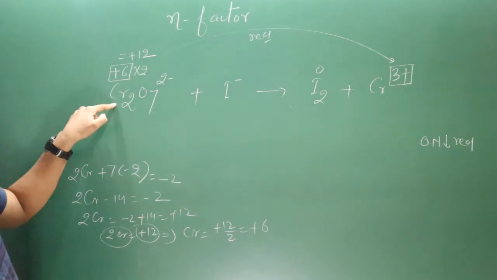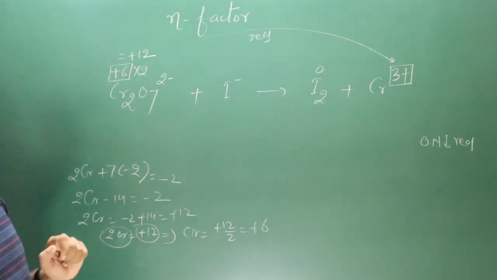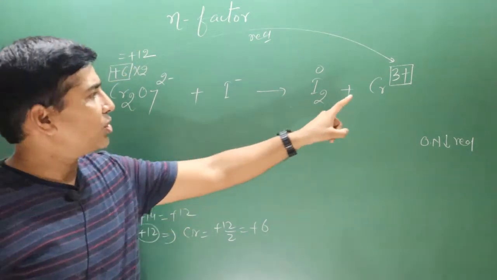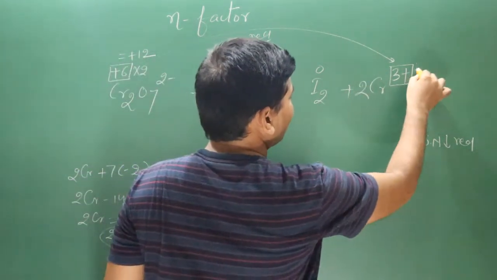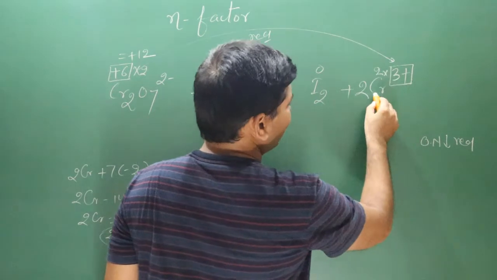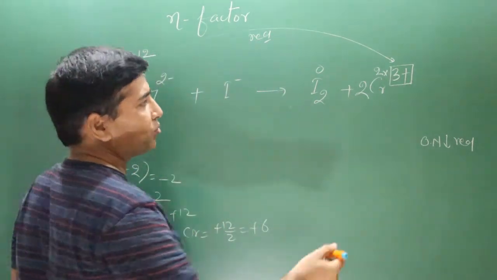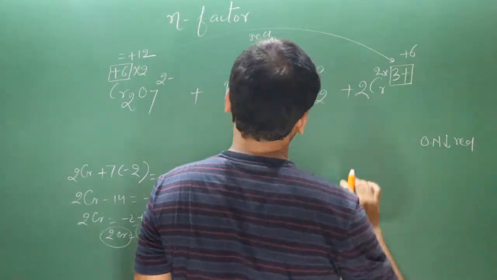So 2 Cr total oxidation number is +12. On the other side, 1 Cr is +3. We need to balance the number of atoms, so we multiply by 2 here also. 1 Cr is +3, then 2 Cr will be 2 times 3, which is +6 oxidation number.